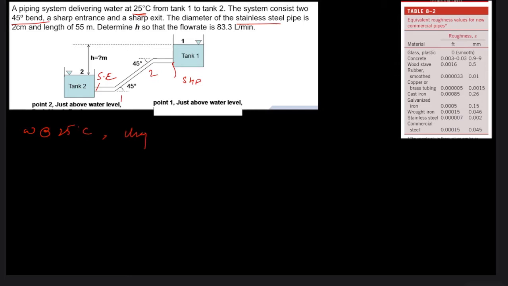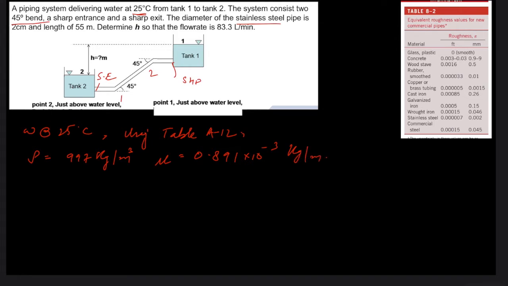Using table A12 I can find the properties of water. From the table, density is 997 kilogram per meter cube, and dynamic viscosity is 0.891 into 10 exponent minus 3 kilogram per meter second. The diameter of the pipe is 2 centimeters, so this comes out to be 0.02 meters.